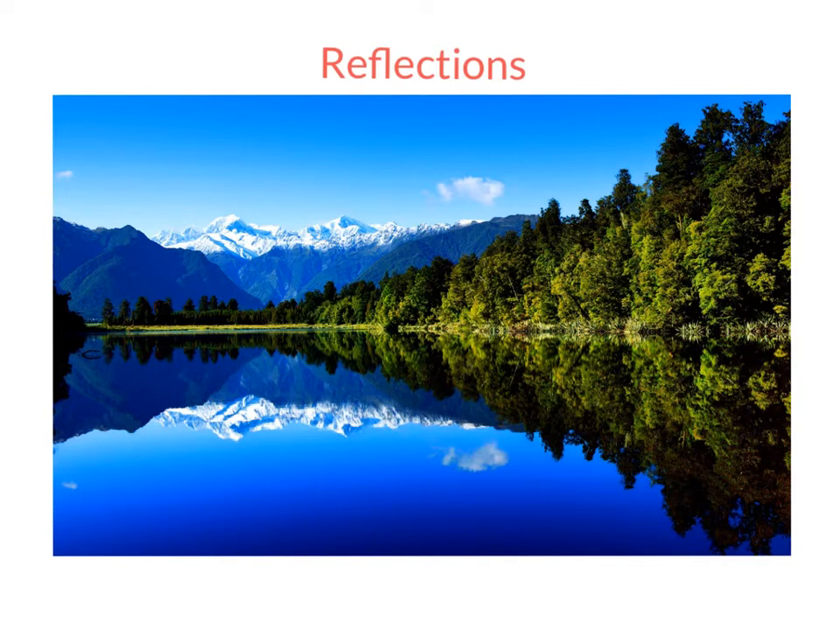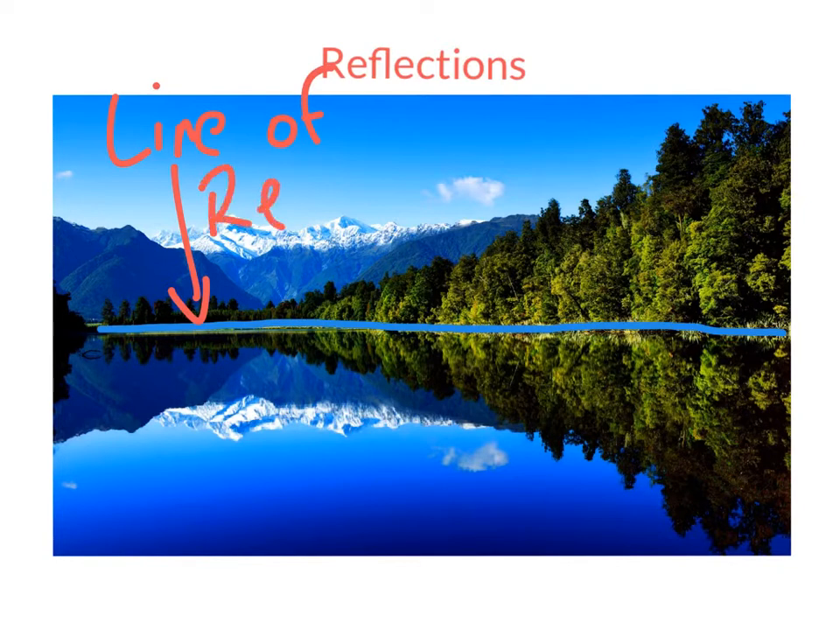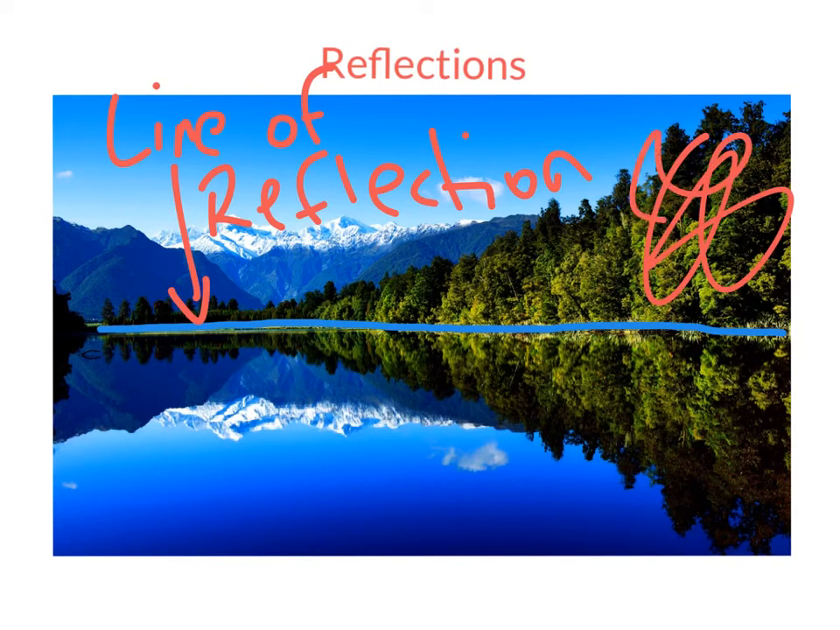Here is a beautiful picture of a reflection found in nature. So you can see that everything above this line right here and everything below this line right here is the same. This line is called the line of reflection. And that makes sense. So everything up here is the same as everything down here.